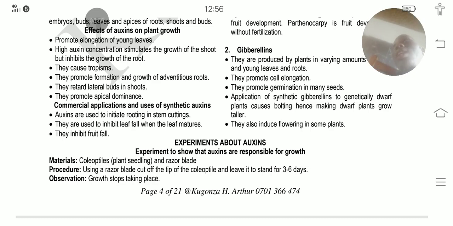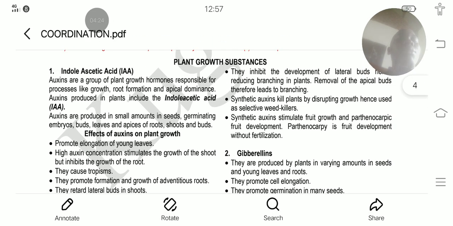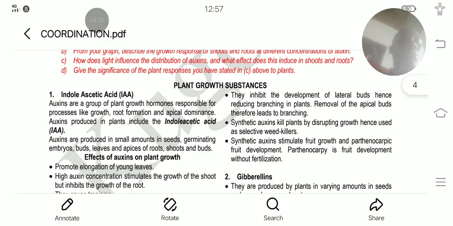You know, conditions like wind tend to make the leaves of the plant fall. So auxins are used to reduce such leaf fall. You know that leaves are essential for photosynthesis to occur. So if few of them remain on a plant, then less food will be manufactured. They also inhibit fruit fall. They inhibit the development of lateral buds, hence reducing branching in plants.